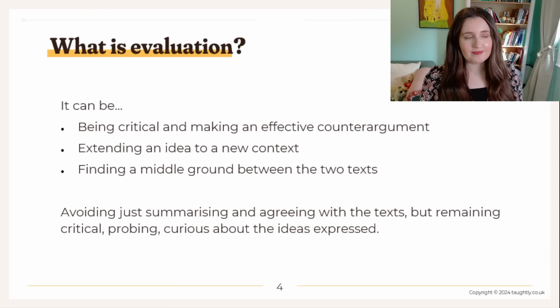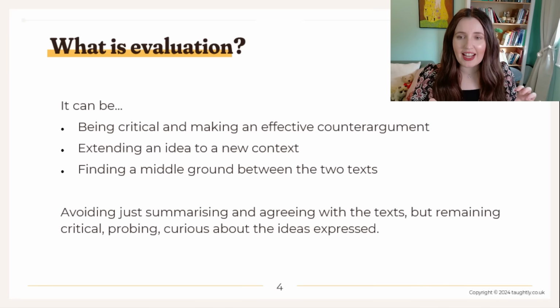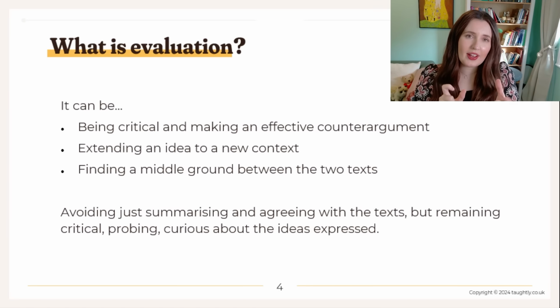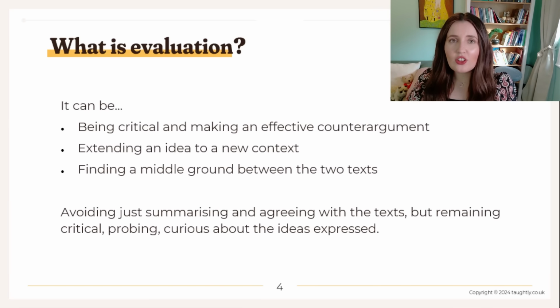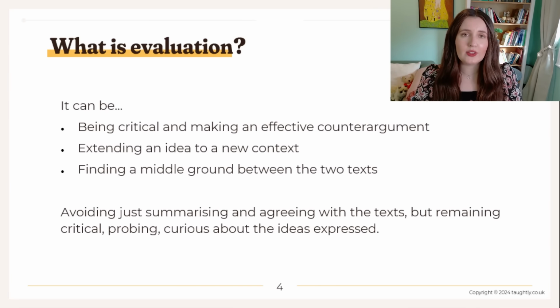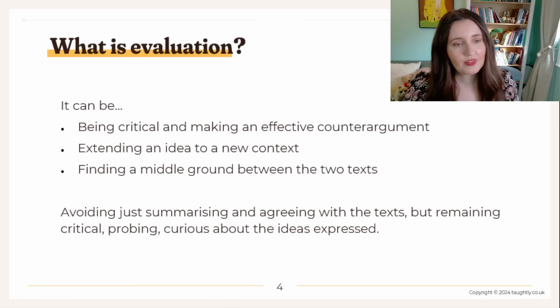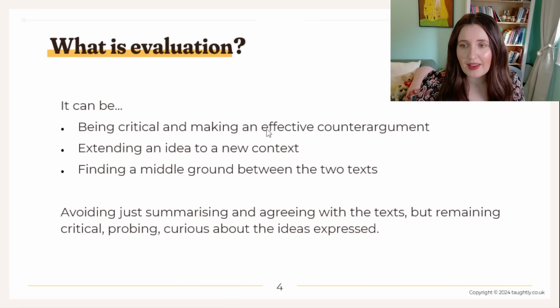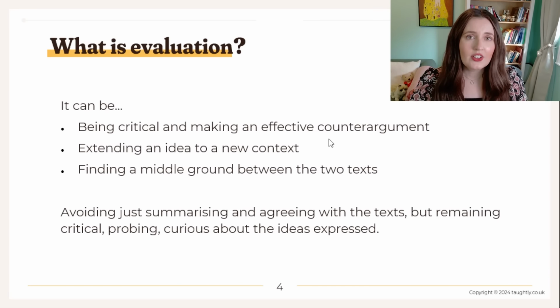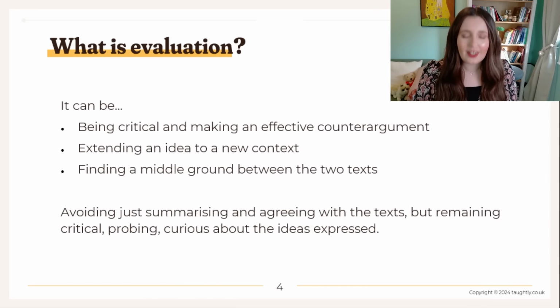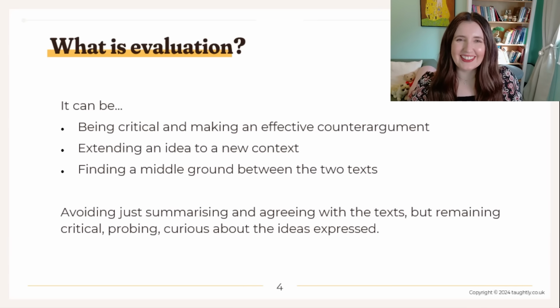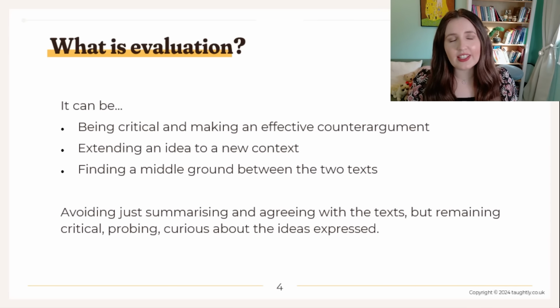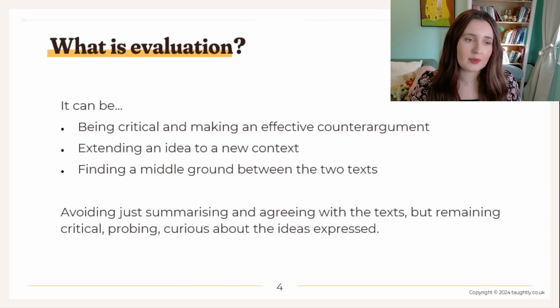So, evaluation. It's basically you reading the texts, and from the text you picking out implicit ideas, things that are not clearly said, and evaluating those implicit ideas. So generally, evaluation can be being critical of the texts and making an effective counter-argument. So you're not reading the text and just going, yeah, great point. You're actually reading them and thinking, is this correct or is this false? Is this a strong argument or is this a weak argument? So this would be evaluation.